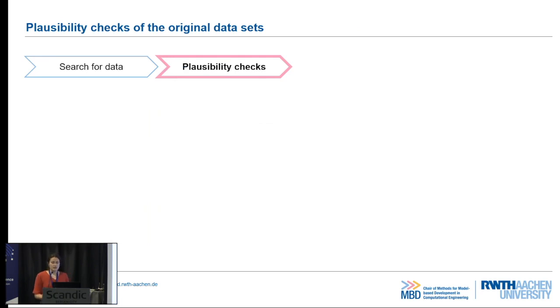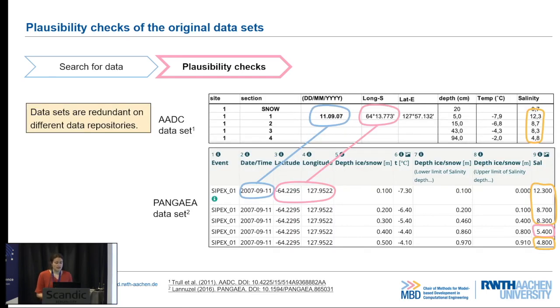While searching for the data, I also observed I had to do some plausibility checks. One was, for example, that data sets are redundant on different repositories. This is one from the AADC, and this is from Pangea. And the data is the same, the coordinates are the same, and here in the salinity you see it's also the same data, just with one extra measurement here in this data set. You cannot see the mouse. Oh, I'm sorry. Okay, but there's one extra one.